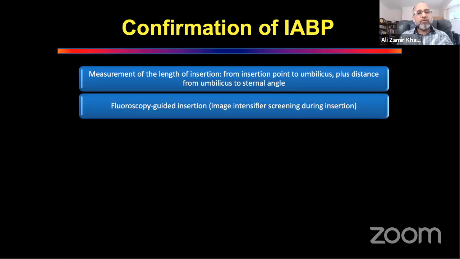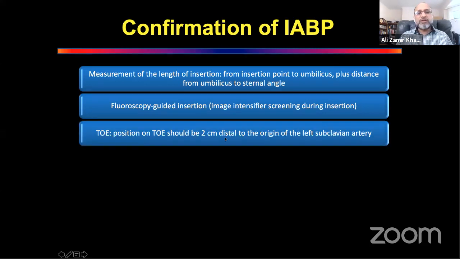The other one is the fluoroscopic guided insertion. So while you are inserting, or after inserting on an ICU bed, it might be difficult to get a chest X-ray. And if you have a C-arm fluoroscopy there, you can just do that, because these are sick patients. And the last thing you want to do is lift the patient and put an X-ray plate behind the patient. So if you have a C-arm, then you can do that. Of course, you can use a TOE.